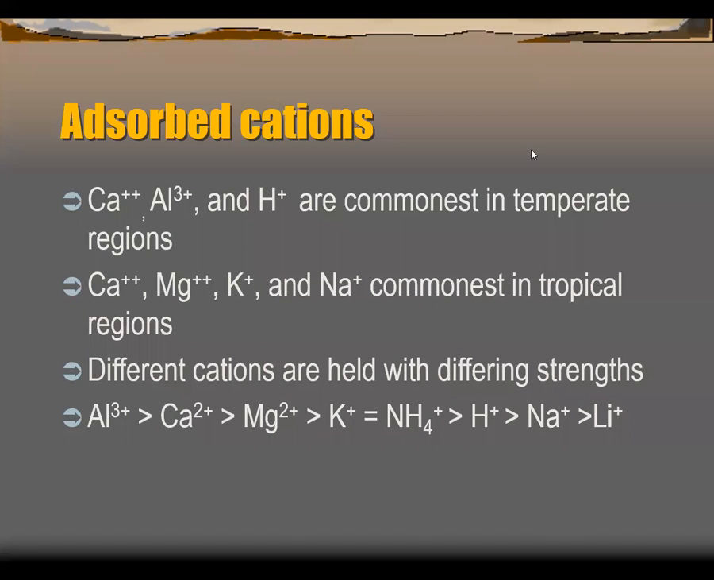Okay, in the previous lecture, I was talking about how different cations are held with differing strengths. This then suggests a way that it is possible to measure the cation exchange capacity of a soil. So imagine that you have a kilogram of a soil. This soil has a certain level of cation exchange capacity. It's going to differ between different soils.